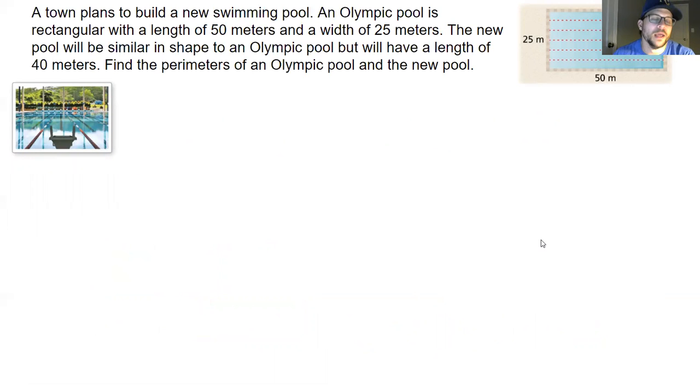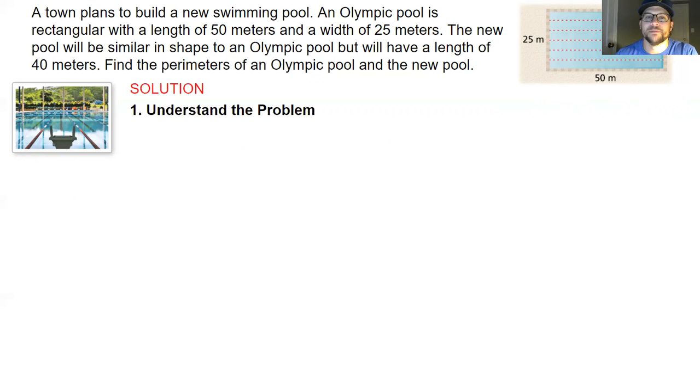So let's say we're looking at building a new swimming pool. An Olympic pool regulation size has a rectangular length of 50 meters long and 25 meters wide. So the new pool is going to have a similar shape, but instead it's only going to have a length of 40 meters. So we need to find the perimeters of both the Olympic pool and the new pool.